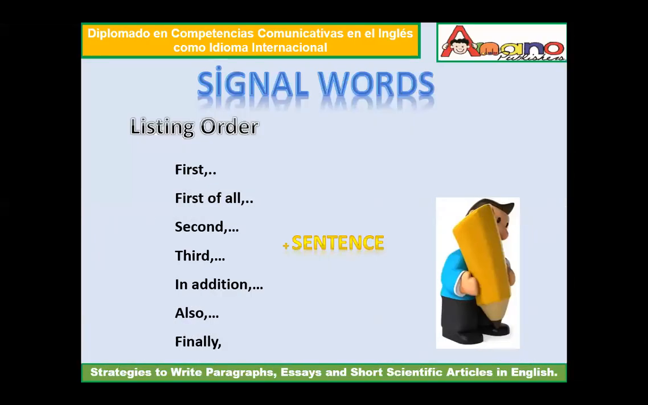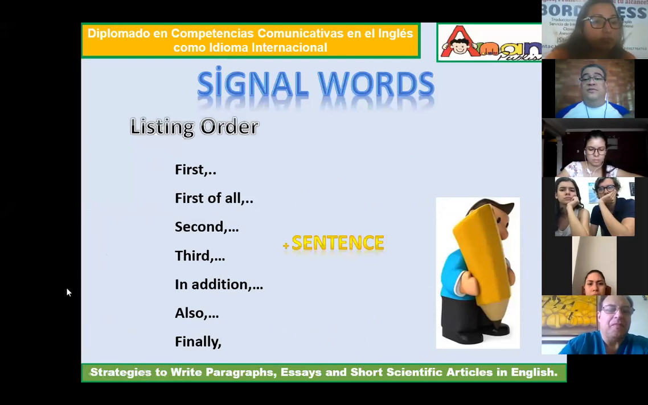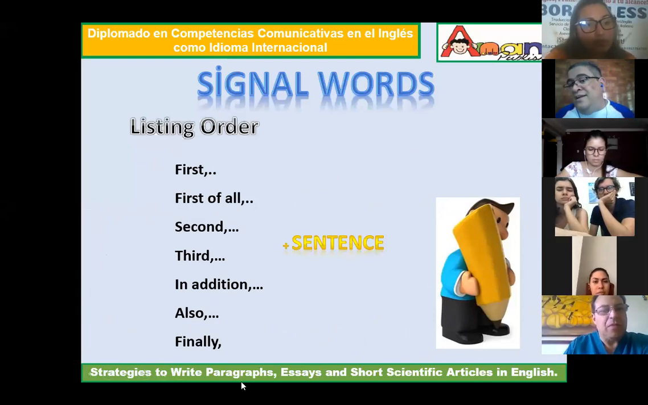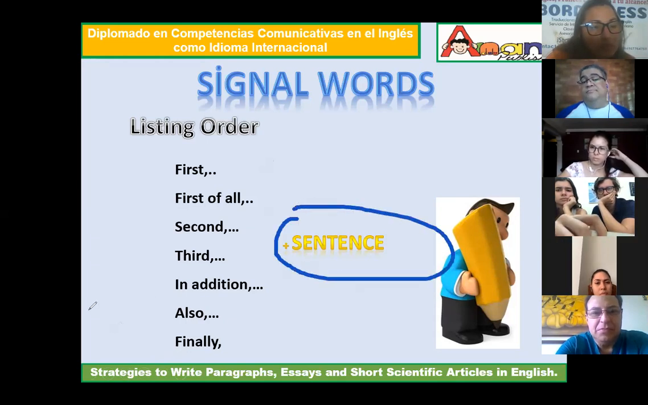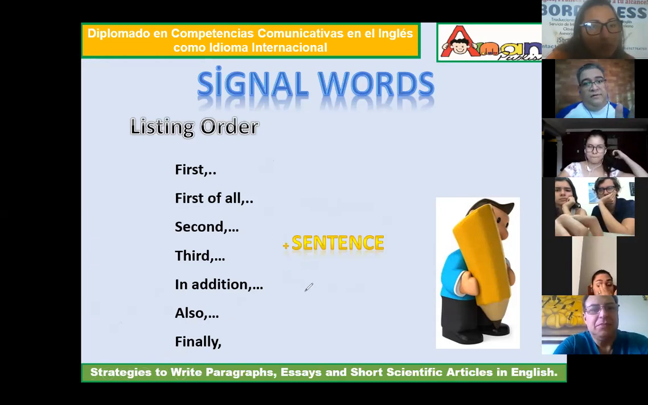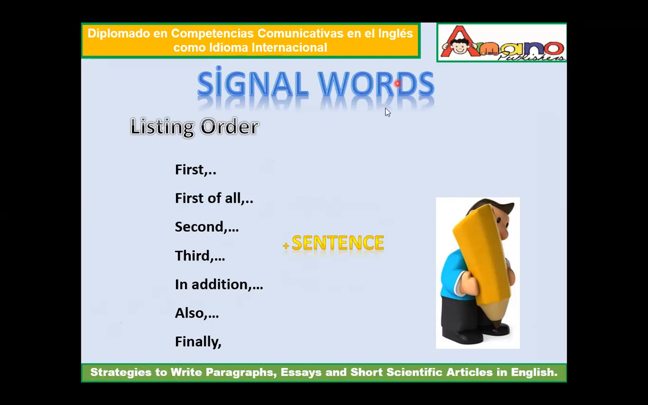And what about this one here? When we say signal words or transition signals, remember? Signal words like, for example, first of all, second, third, in addition, also, finally, plus the sentence, like this one here. Clear? Clear about that? Yeah. Okay, so let's continue with this. So those are the signal words. What's the next part?